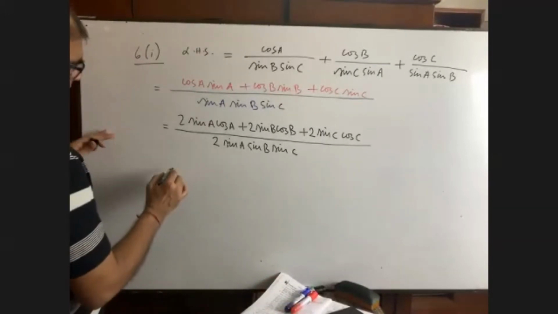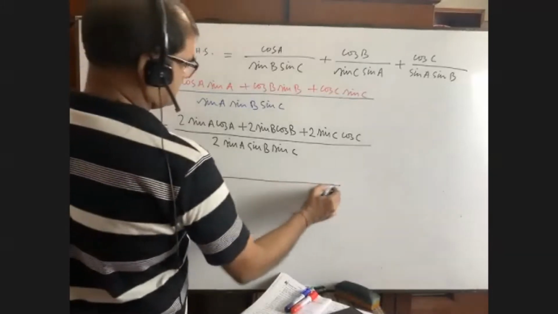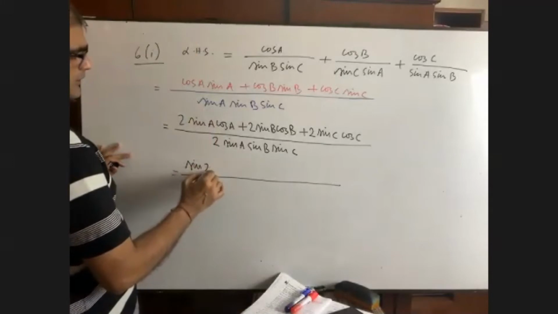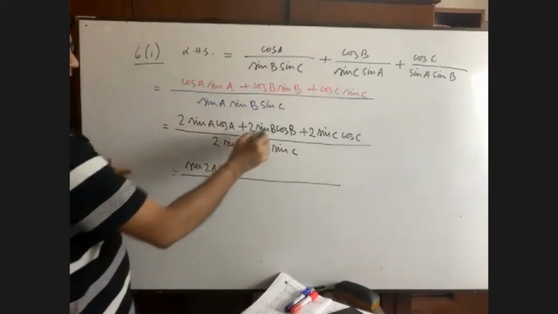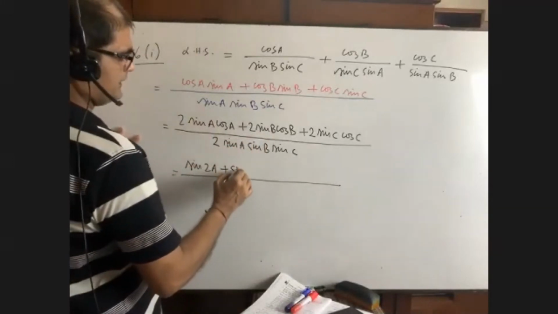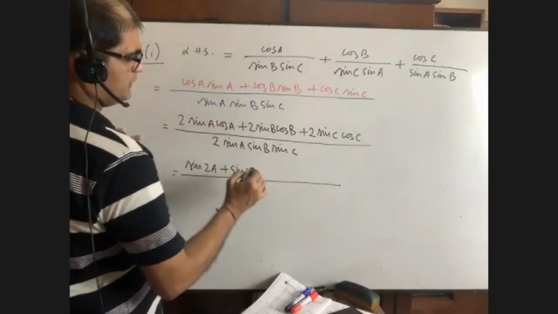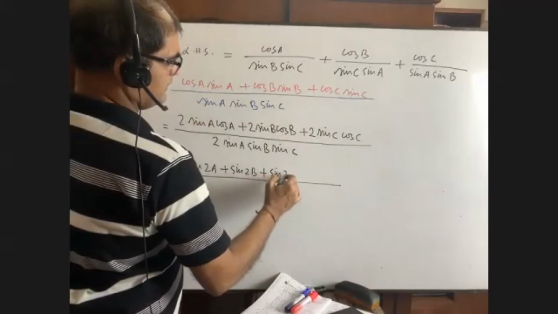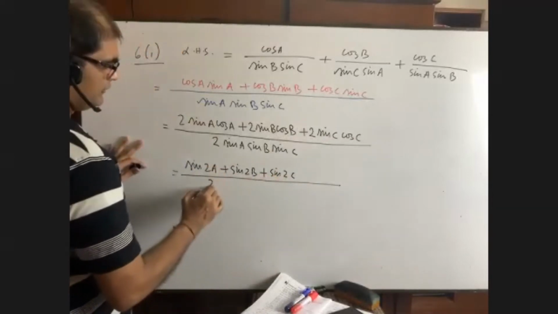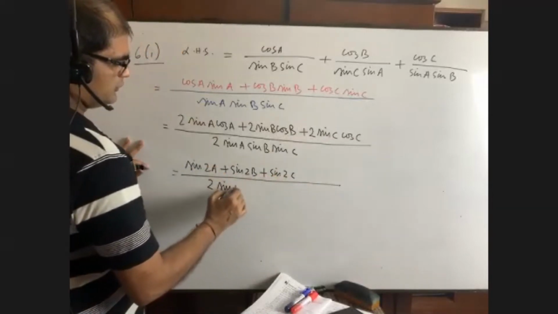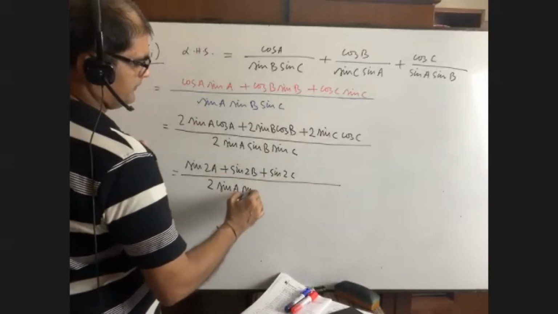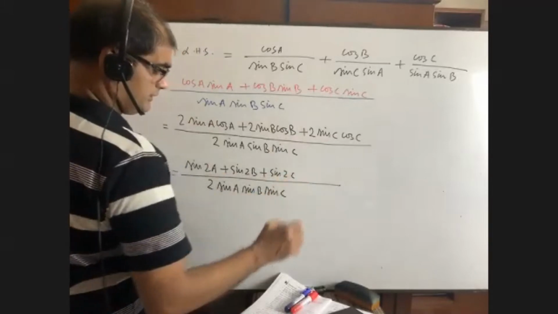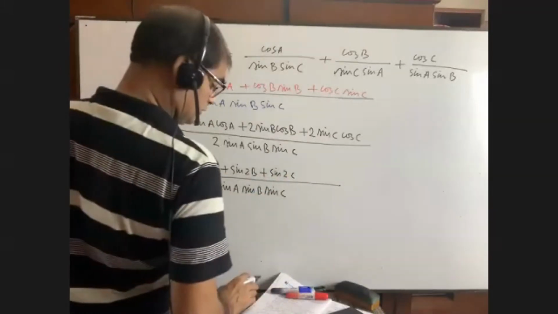Now, I know that my students can do it after that. It is what? Sine 2A. It is what? Sine 2B. It is what? Sine 2C. And it is 2 sine A sine B and sine C. Now, can you do it, please?